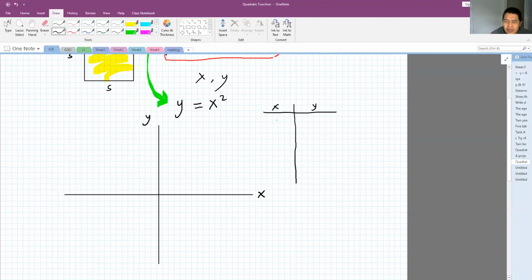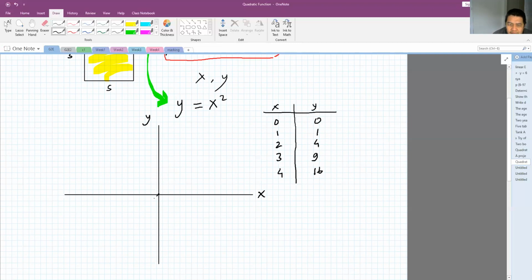For example, when the value of x equals 0, that gives you 0 squared, or just 0. When x equals 1, that will give you 1 squared, or just 1. When x equals 2, 2 squared is just 4. When the x value equals 3, the y value becomes 3 squared, or 9. And when x equals 4, the y value will become 4 squared, or 16. So from these values, now you can try to put them in the Cartesian plane.